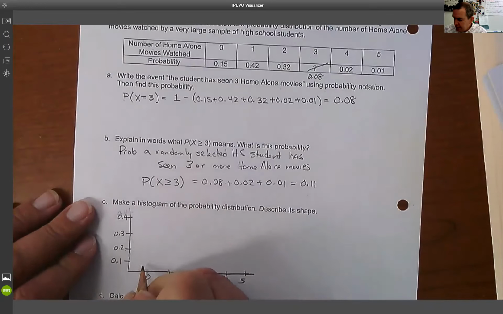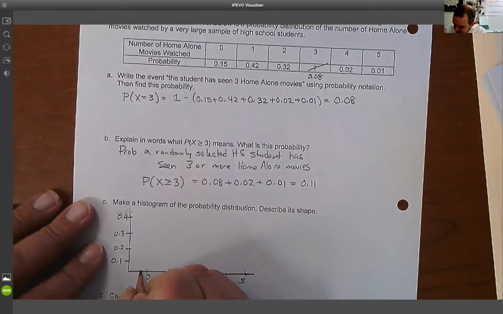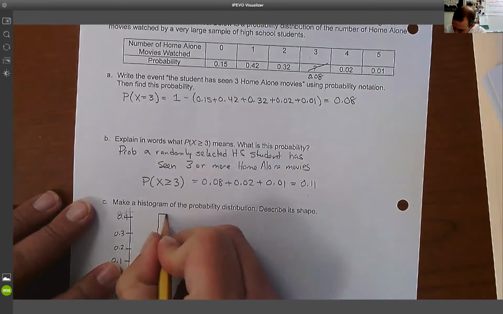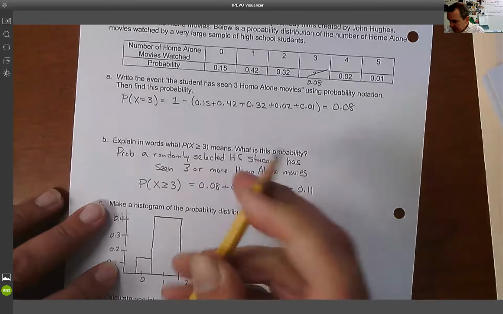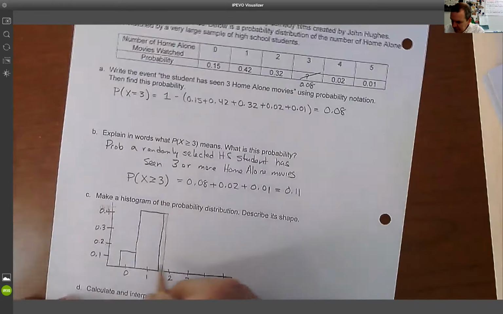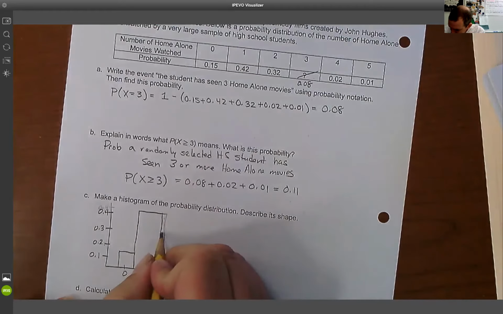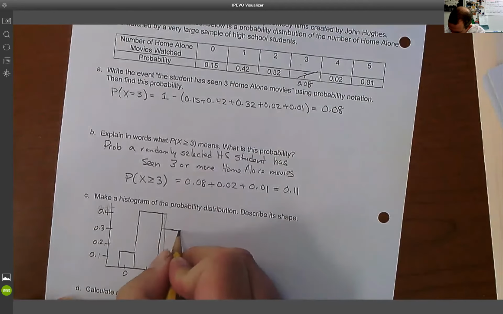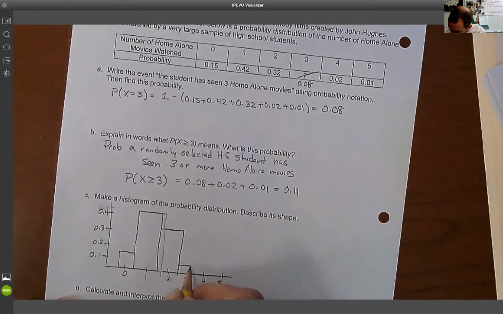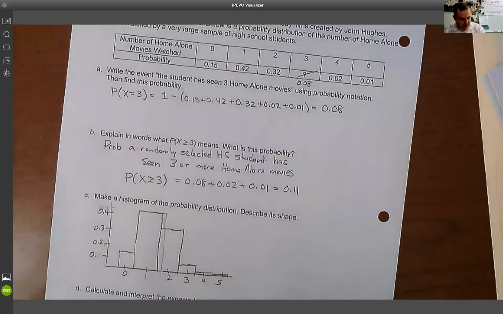So let's break this down a little bit. The probability that they've watched 0 is 15%, so we're going to put a bar here. The probability that they've watched 1 is 42%, so we're going to take it all the way up to the top, and then down. Over a little too far. The probability that they've watched 2 is 32%, so that's going to be right about here. Bring it on down. The probability that they watched 3 is 8%, right about there. And the last two are going to be really low, like 2% and like 1%.